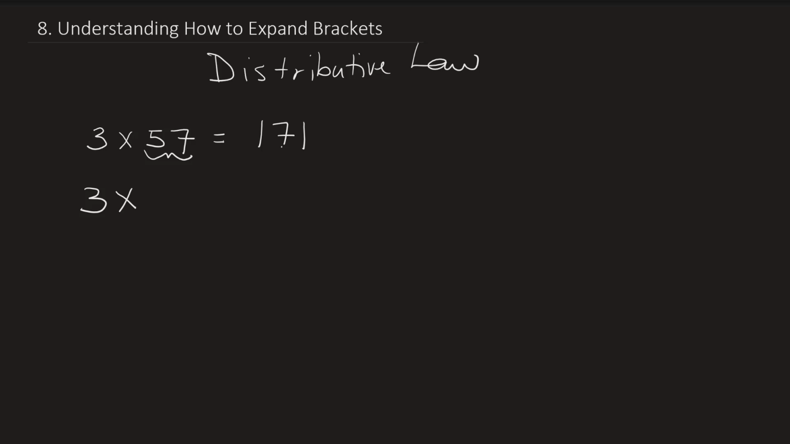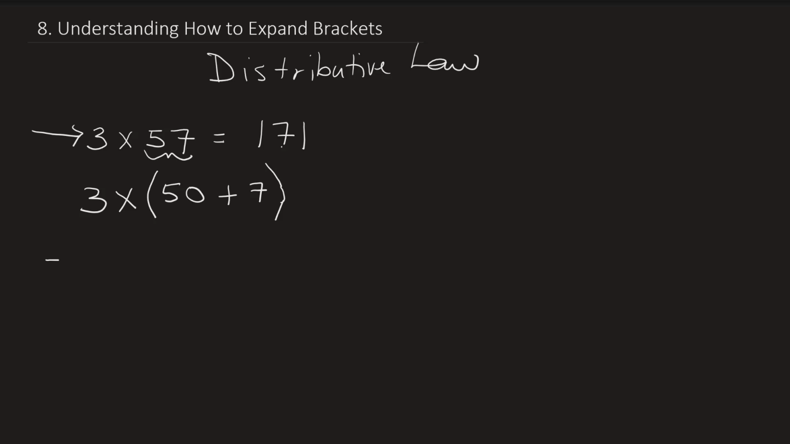So instead of writing 3 multiplied by 57, I'm going to break 57 into two numbers that I think I can multiply quite easily by 3. Those two numbers are 50 and 7. So inside the brackets, I have 50 plus 7, which is 57. So I essentially have the same maths problem as I have here.